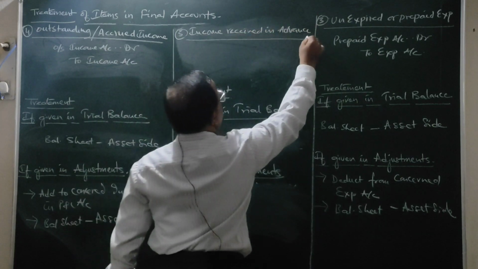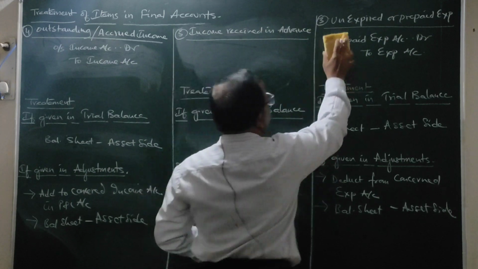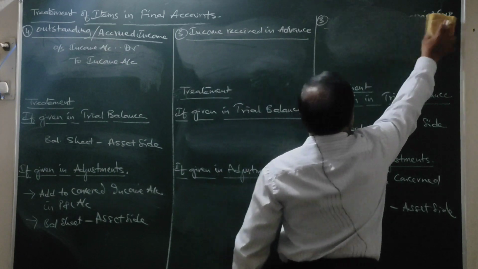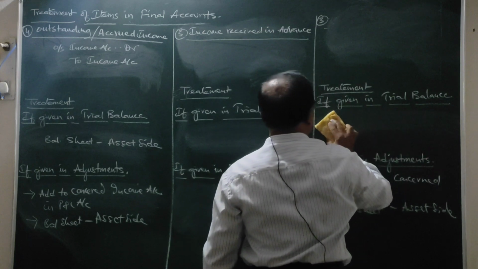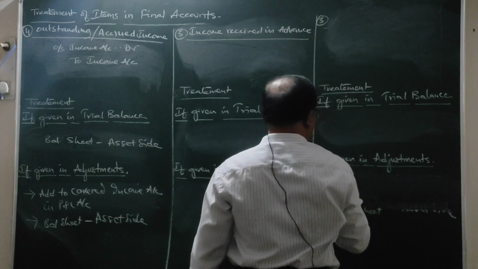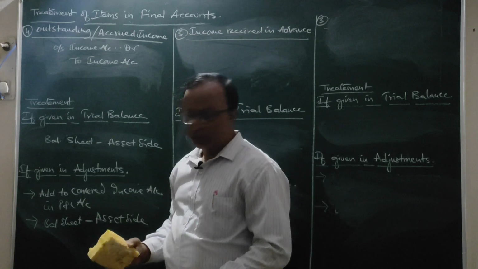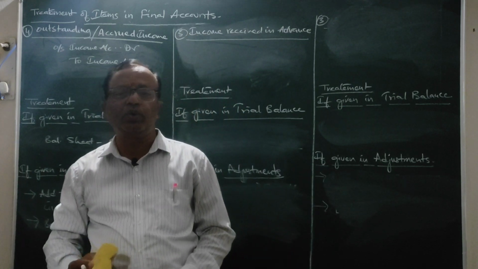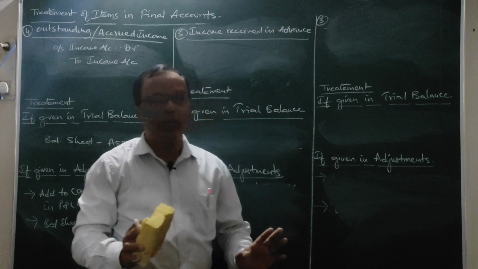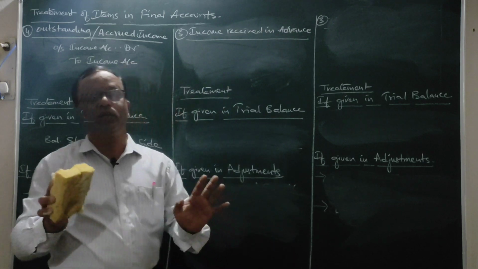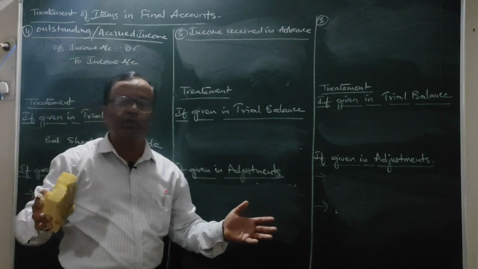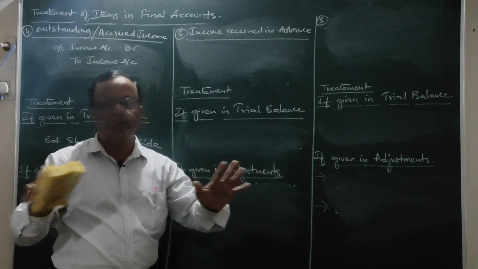Income received in advance means you have received the income in advance. If you have received income in advance, which year's income is it? It is nothing but the income of next year. You have received it now only. In the final accounts, as I have already told you, only items pertaining to the current year should be represented in the trading and profit and loss account. Anything relating to last year or coming years should not be there.